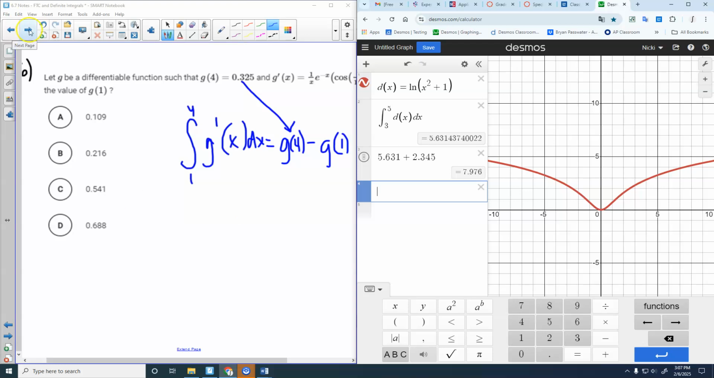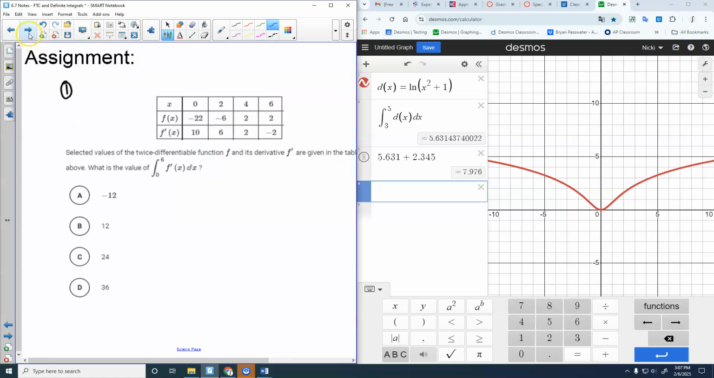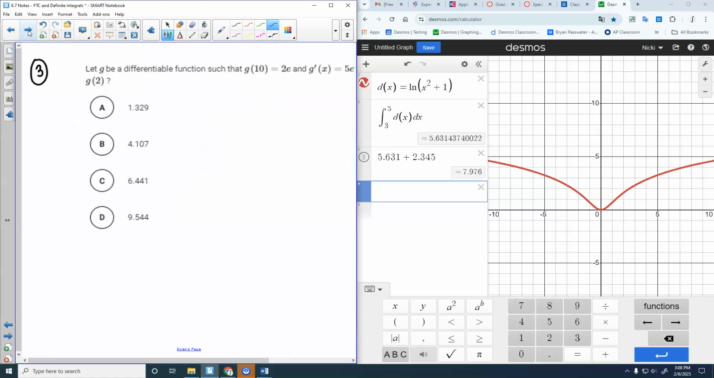So our textbook does not have a ton of questions that are like this. It goes straight to being able to do it algebraically. So I have just given you 3 problems at the end of these notes. That is your assignment for this section.